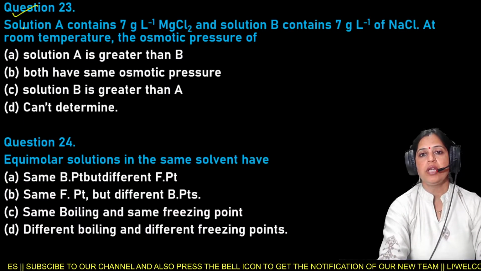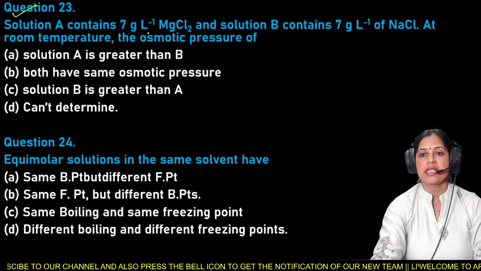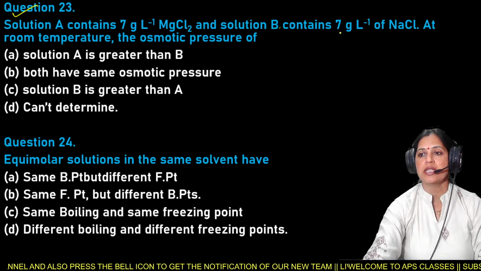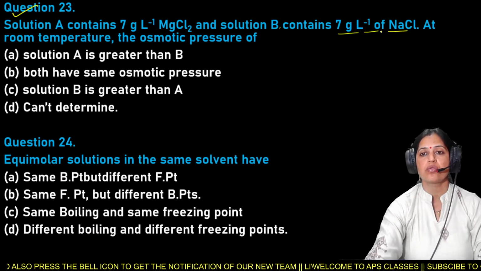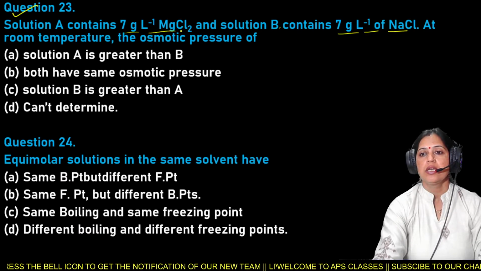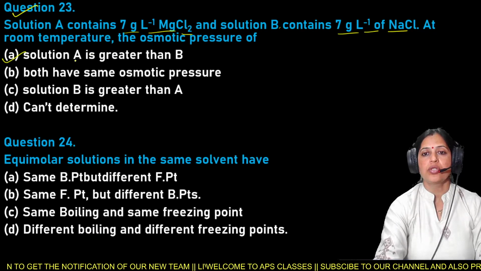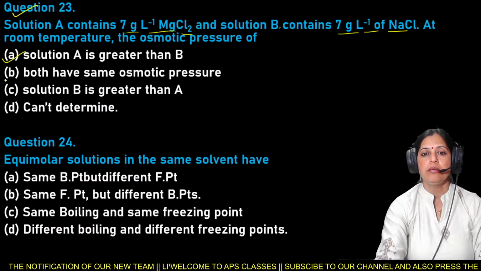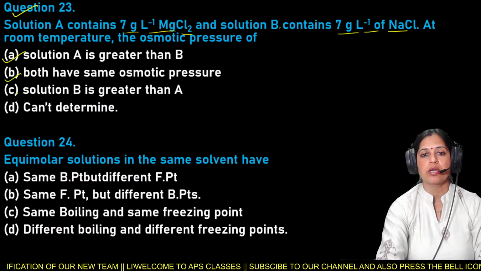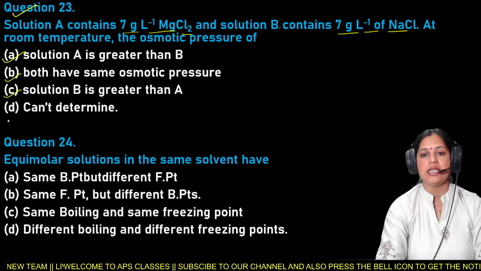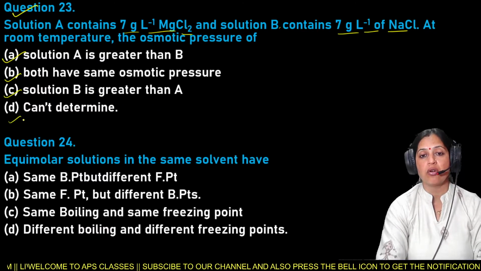Question number 23. Solution A contains 7 gram liter inverse magnesium chloride and solution B contains 7 gram liter inverse of sodium chloride. At room temperature, the osmotic pressure of: A. Solution A is greater than B. B. Both have the same osmotic pressure. C. Solution B is greater than A. And D. Cannot determine.